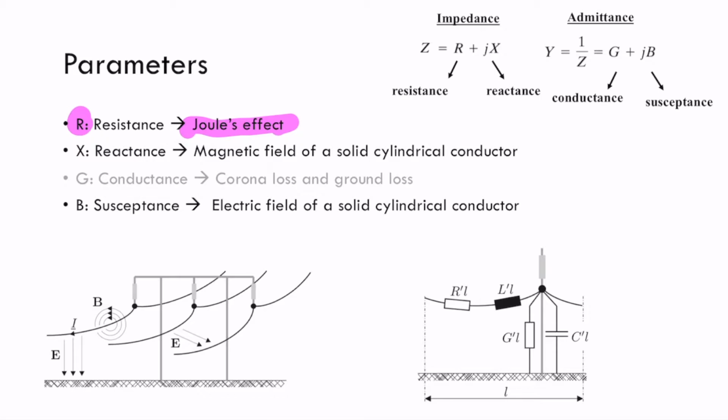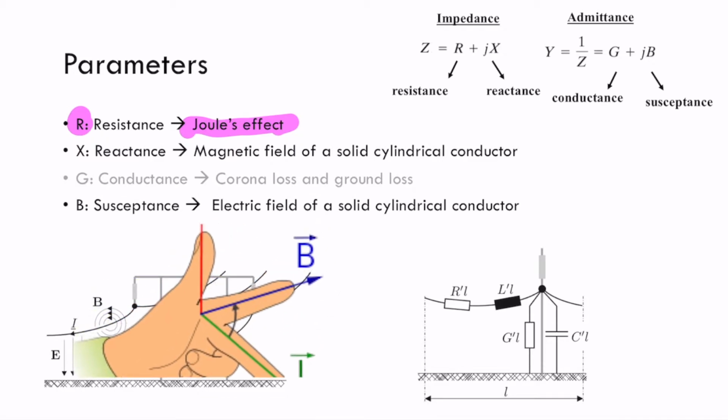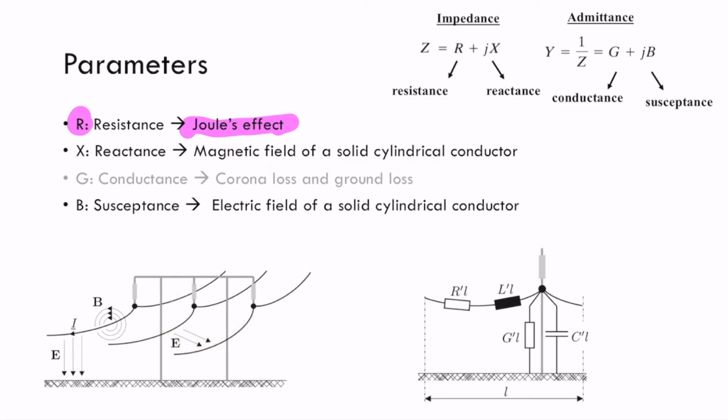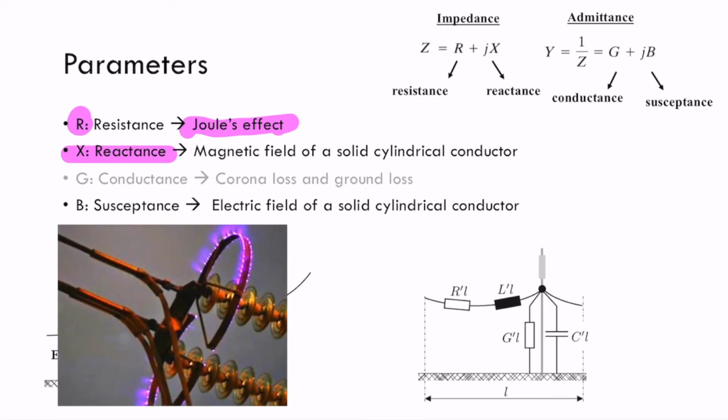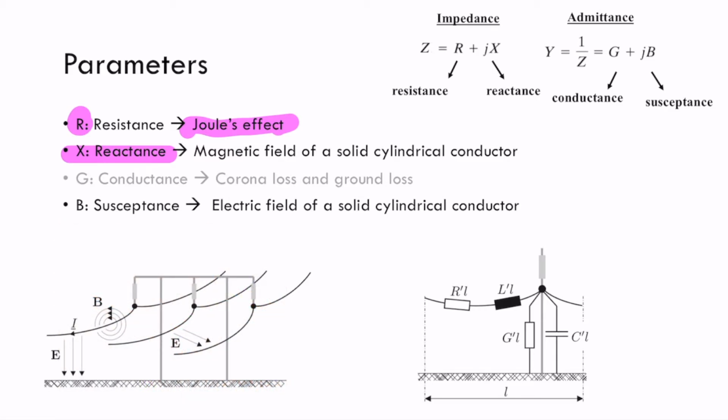We also know that when we have a current flowing through a cylindrical conductor, it is creating a magnetic field. This magnetic field can create a reactance. So reactance will be related to this magnetic field which is created. Also, there are other effects. One is called corona loss. This is basically created when there is a high value of an electrical field, so the air around it is ionized and can conduct some energy.